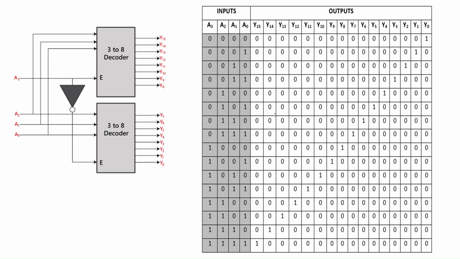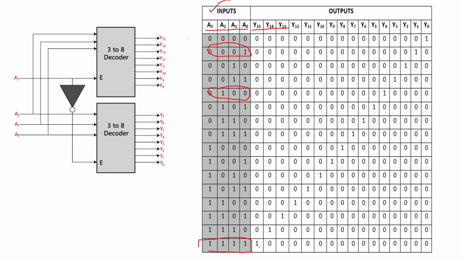This is the truth table for the 4 to 16 line decoder, with 4 input lines and 16 output lines. When all the inputs are 0, y0 is set to 1. When one of the inputs, that is a0, is set to 1, the y1 output line is set to 1. That is, the decimal equivalent of this input is 1, so the y1 bit is set to 1. The decimal equivalent of this combination is 4, so the y4 bit is set to 1. The decimal equivalent of the combination 1111 is 15, so the y15 bit is set to 1.